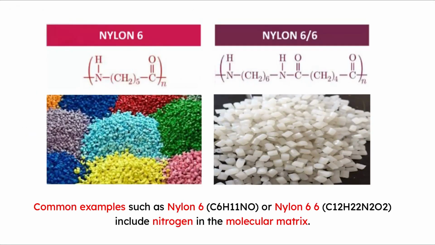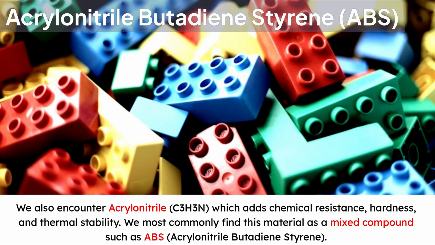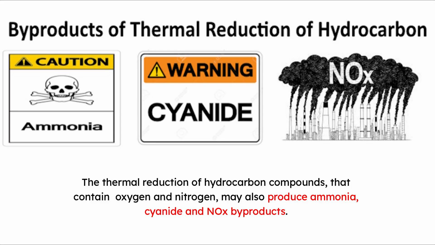Common examples such as nylon 6, C6H11NO, or nylon 6,6, C12H22N2O2, include nitrogen in the molecular matrix. We also encounter acrylonitrile, C3H3N, which adds chemical resistance, hardness, and thermal stability. We most commonly find this material as a mixed compound such as ABS, acrylonitrile butadiene styrene. The thermal reduction of hydrocarbon compounds that contain oxygen and nitrogen may also produce ammonia, cyanide and NOx byproducts.